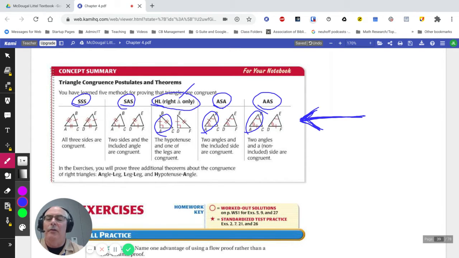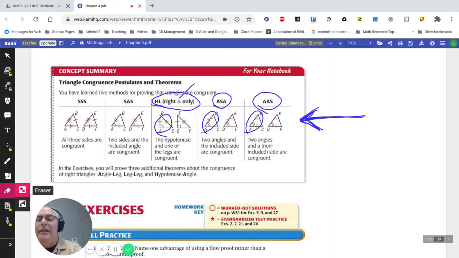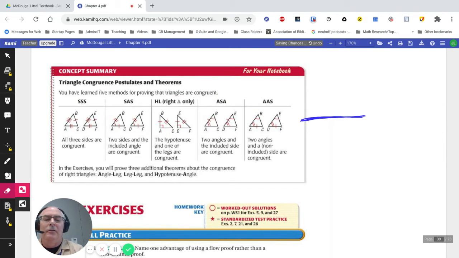So it's really important to become familiar with recognizing how to decide what information aligns with which of these different postulates and theorems in order to then prove or say that, yes, the triangles are congruent. Likewise, if we know that the triangles are congruent, then this information helps me potentially solve for the length of a side or the measurement of an angle.